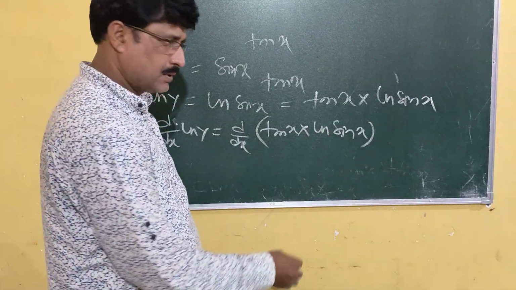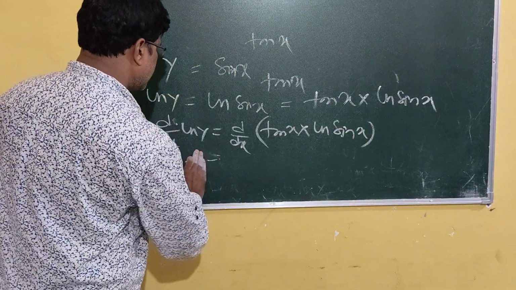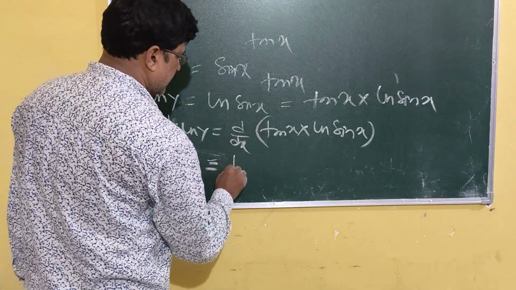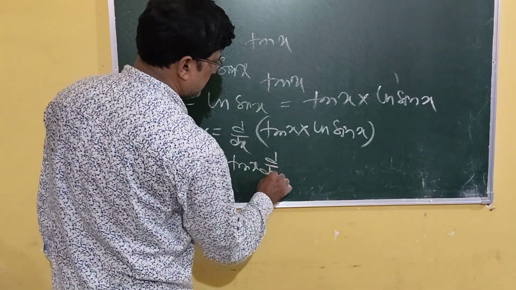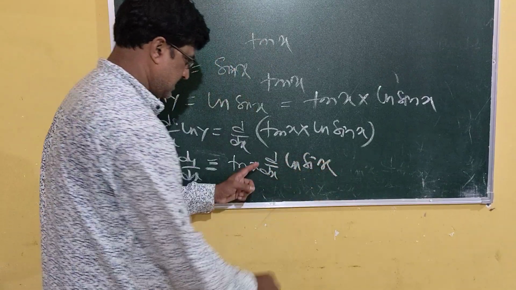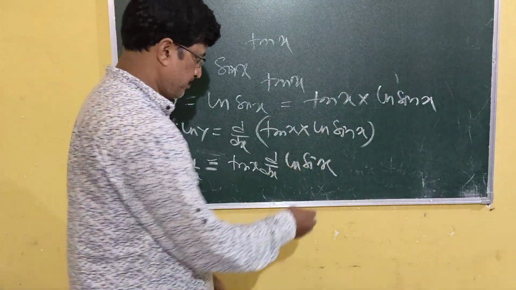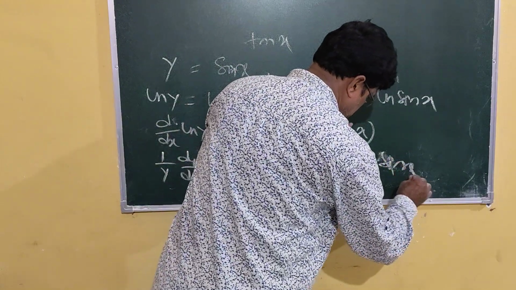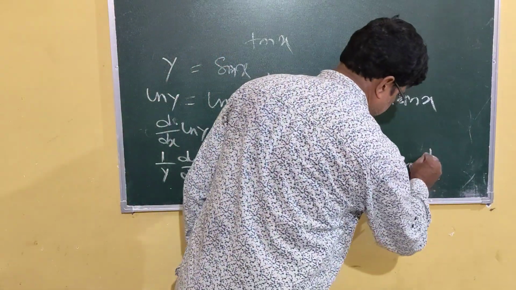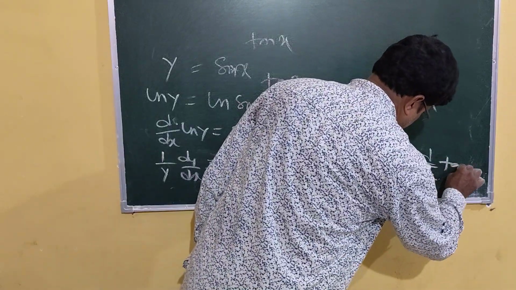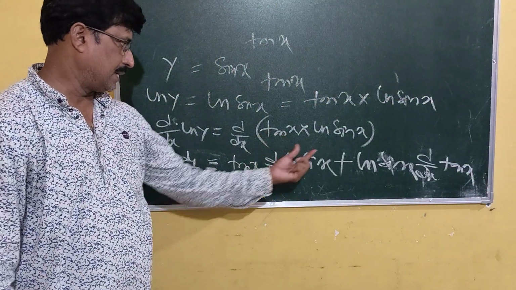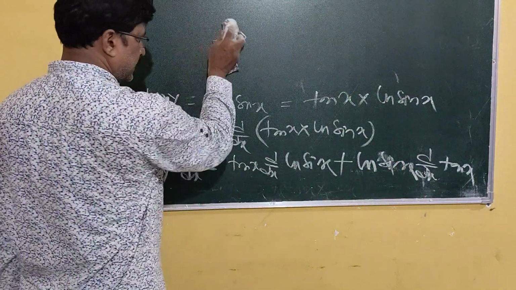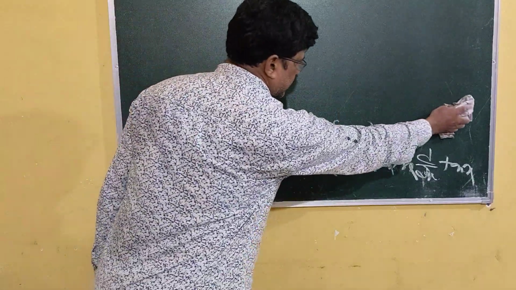So it becomes u into v form. So first, 1 by y dy by dx is equal to 10x into d by dx of ln sin x, that is u derivative v, plus ln sin x into the derivative of 10x, d by dx of 10x. Okay, u derivative v plus v derivative u.